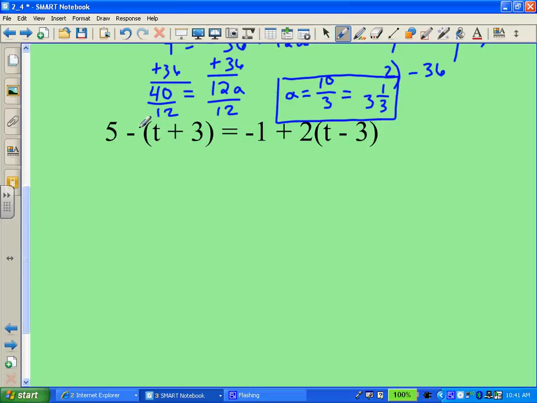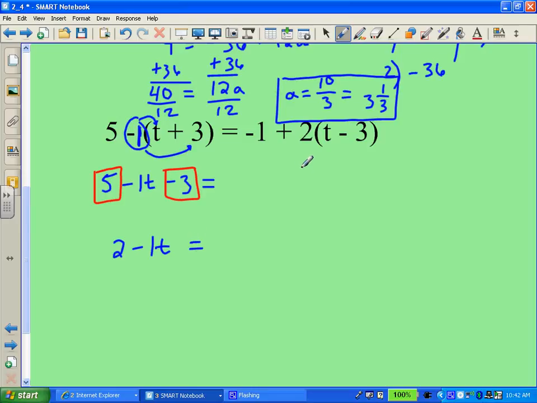Alright, so again, let's start with the left side. Now remember, when I see a negative sign in front of parentheses, that's really negative 1 times the parentheses. So let's take care of that first. Negative 1 times t is negative 1t, and negative 1 times 3 is negative 3. Then I have some like terms. I have a 5 and a negative 3 that I can put together. 5 minus 3 is 2, so that gives me 2 minus 1t on this left side.